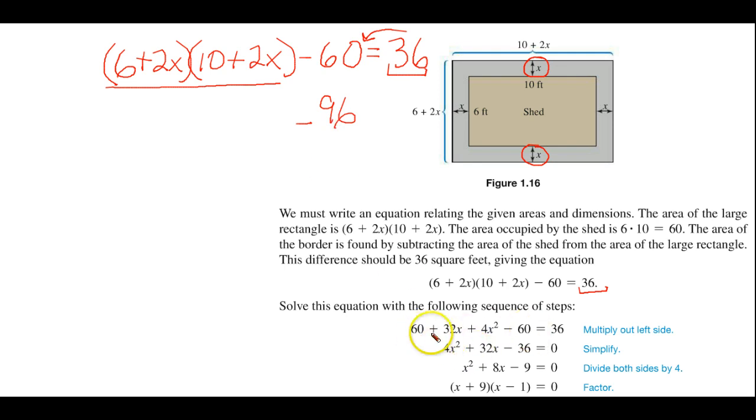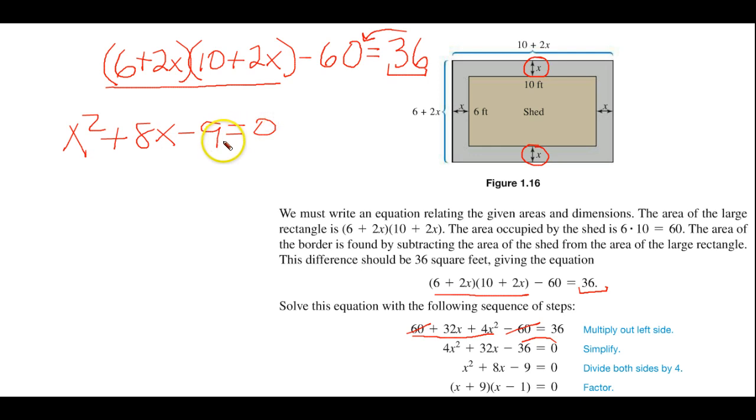And I see they are integrating this a little bit here, so let's not do it that way. Let's just FOIL this first. So they FOIL this over here, and they get this. Then they have a 60 and a negative 60. That's where these just cancel out. Okay. Now they transpose that. So then we get x squared plus 8x minus 9 equals 0.